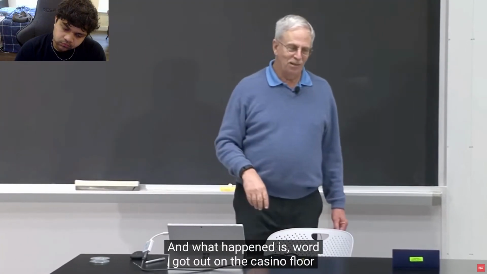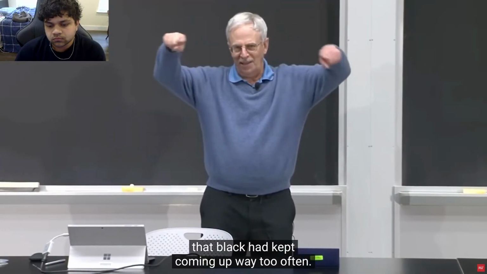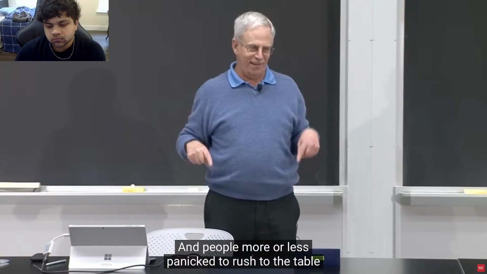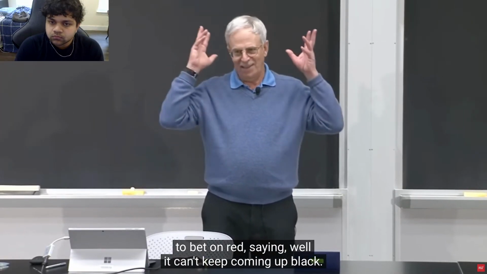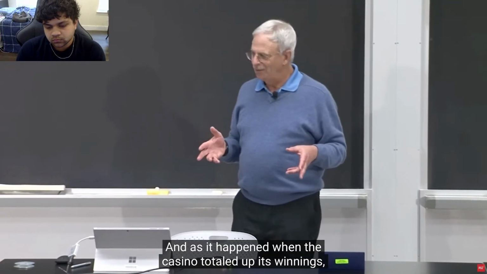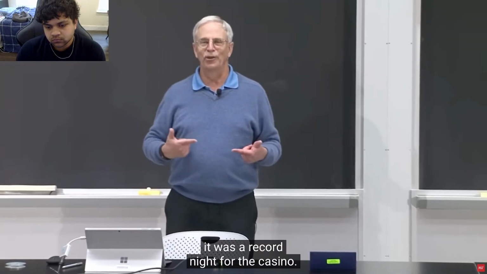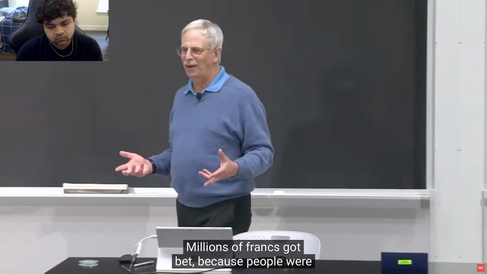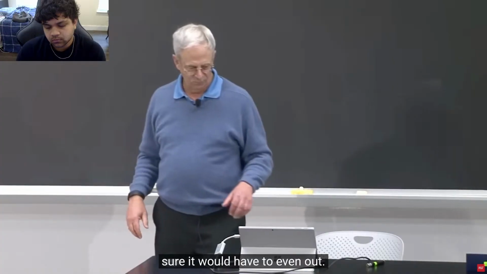And what happened is word got out on the casino floor that black had kept coming up way too often. And people more or less panicked, rushing to the table to bet on red, saying, well, it can't keep coming up black. Surely the next one will be red. And as it happened, when the casino totaled up its winnings, it was a record night for the casino. Millions of francs got bet because people were sure it would have to even out.